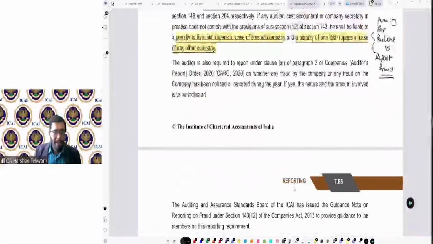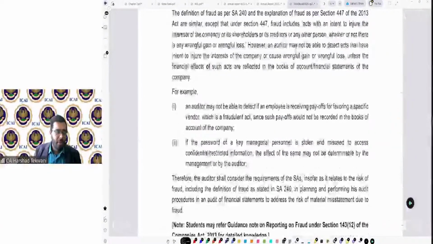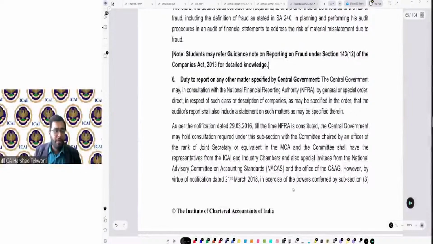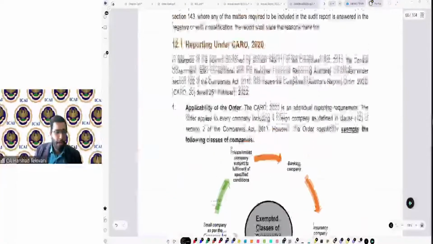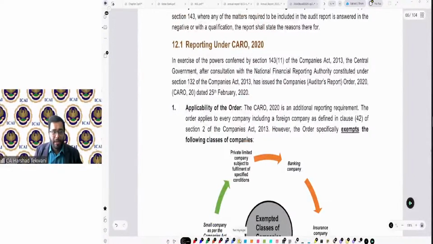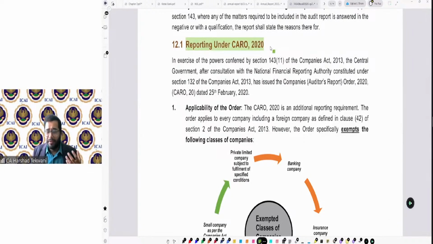Now, the next part that I want to discuss, which is already there in the study material, is reporting under CARO 2020. Very important and very crucial part, because it contains a lot of clauses and paragraphs, and it requires a level of understanding also. Okay, because questions can be asked on this particular part.